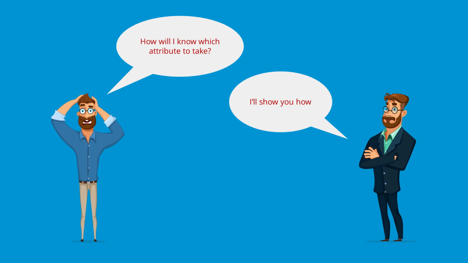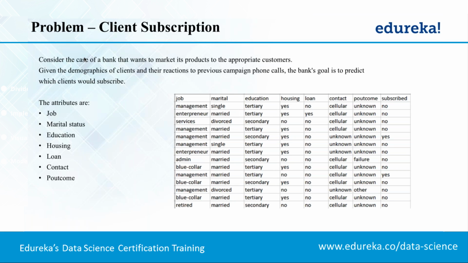We'll come back to that question, or we'll try to answer this question of which attribute to take in the context of this example. So what is this example? It's just a case of a bank that wants to market its products to different customers. Okay, and then see whether the customer is gonna subscribe to that particular product or not. Okay, and we are going to predict whether the customer is going to subscribe or not based on certain features, certain attributes. So subscribed or not is our output column or the result column that we are interested in, that we want to predict.